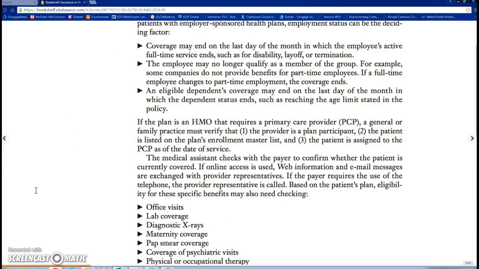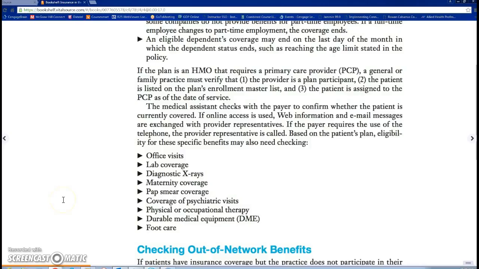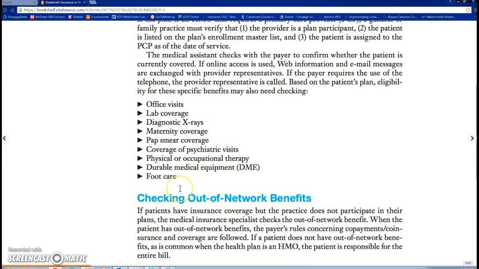If it is an employer plan, they need to verify that you are still employed and that the insurance is active. If it is an HMO or PPO, they need to verify whether or not they are in network or out of network, and that type of information. They will also check to make sure that the specific benefits that will be covered during that visit are covered through the insurance company, such as do you have coverage for x-rays and lab and maternity, any of those type things.